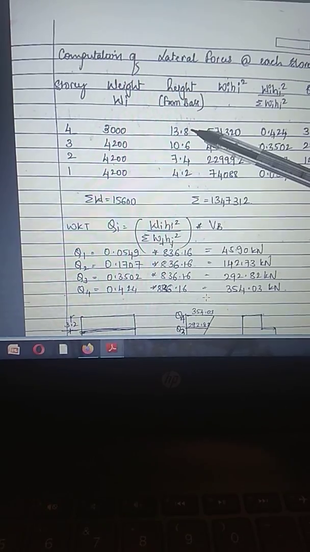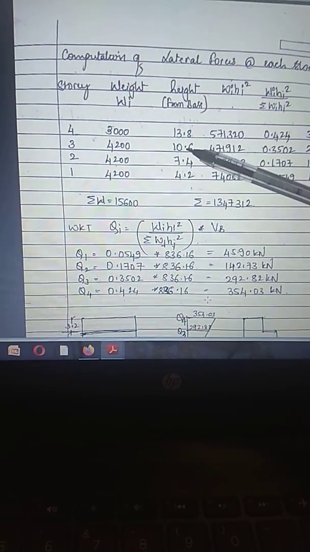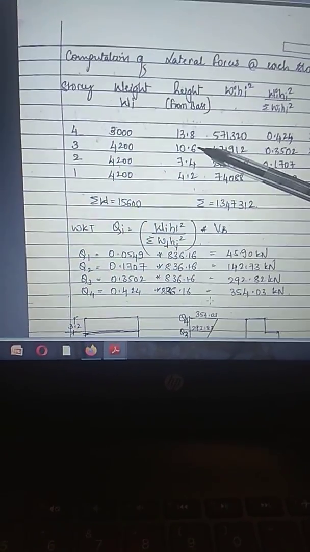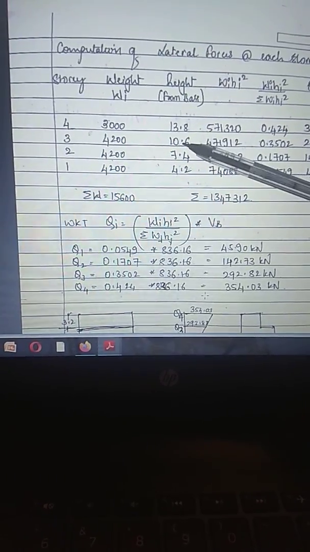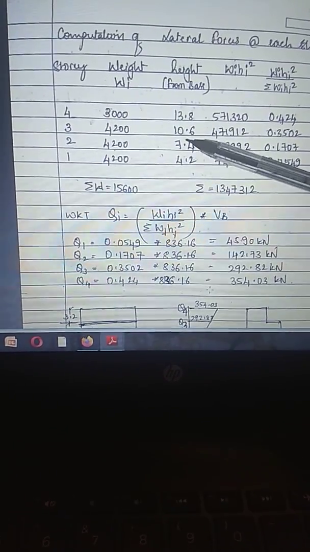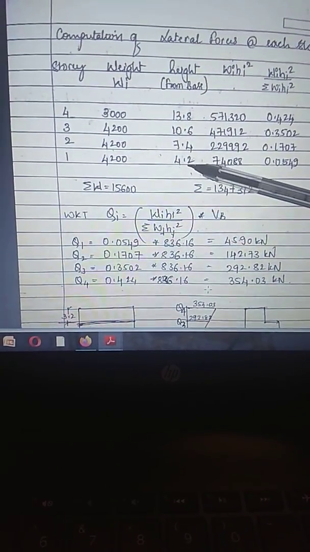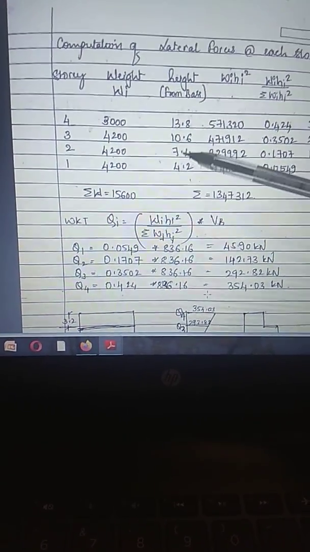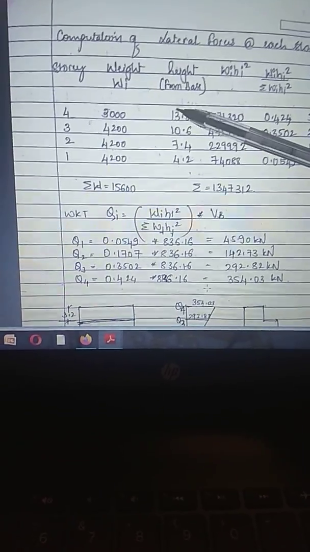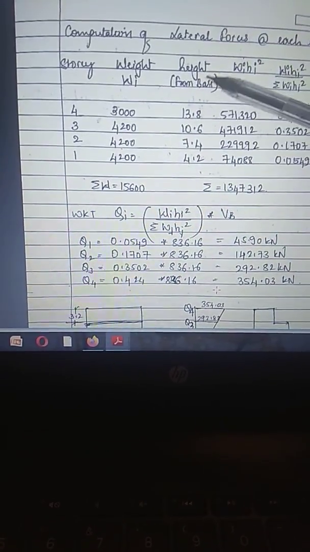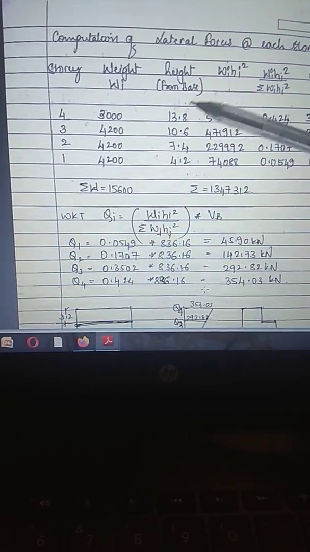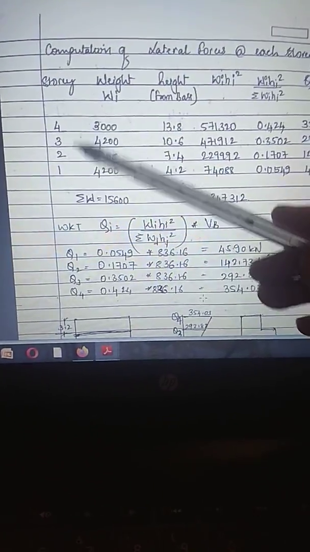So up to the 4th floor, the total height is 13.8. Up to the 3rd floor, I have to deduct now, that is minus 3.2. Second floor, again minus 3.2. First floor, minus 3.2. When you go from the base, the first ground floor height is 4.2. Add 3.2, 3.2, 3.2. So basically H in this table, you will be writing from the base up to the height based on these stories.